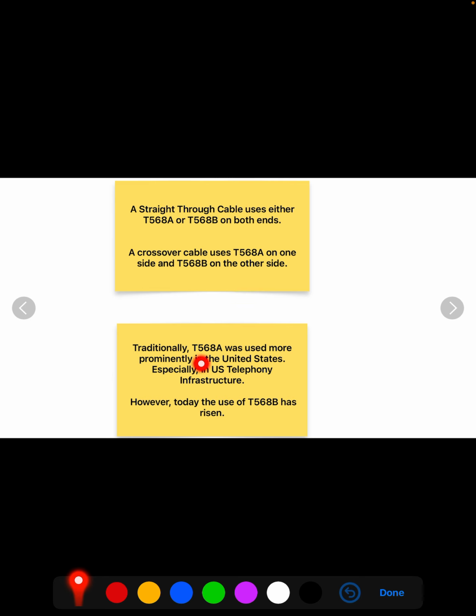Traditionally, T568A was used more prominently in the United States, especially when it comes to telephony infrastructure. However, today the use of T568B has risen, so the difference between T568A and T568B usage isn't as big as it used to be historically.